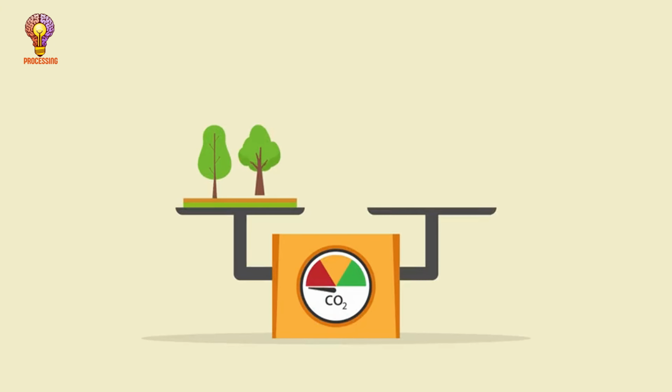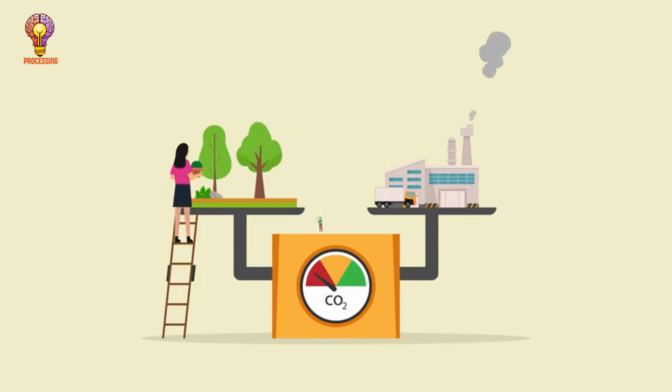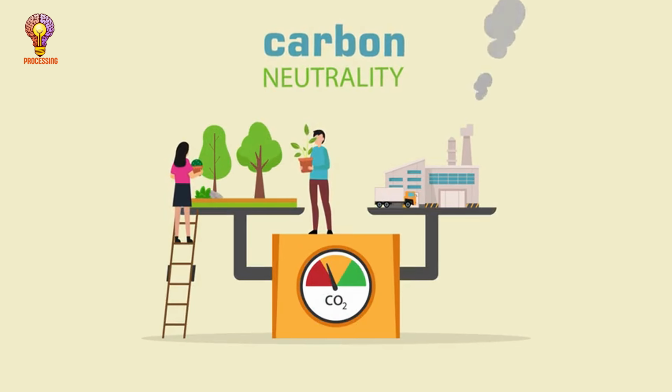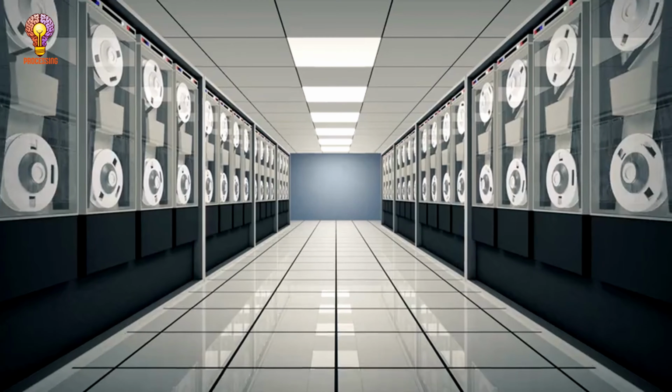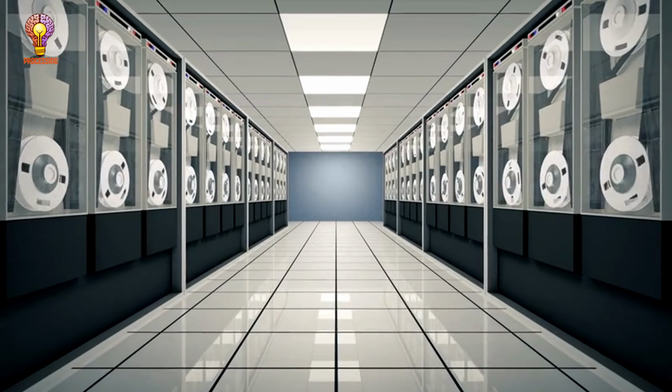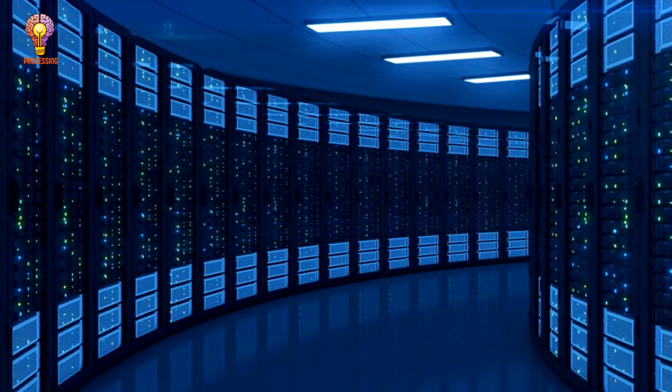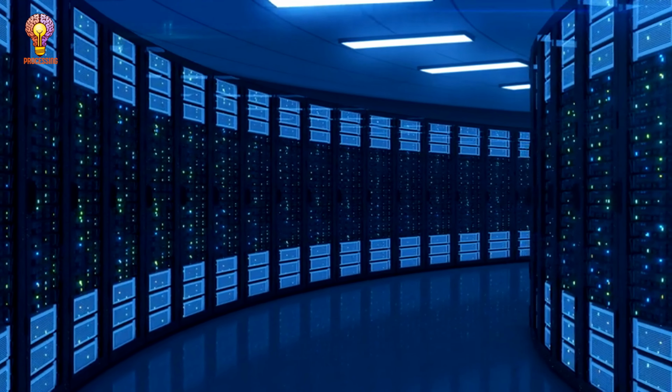Carbon neutrality. Carbon offset initiatives. Many tech companies are committing to becoming carbon neutral by offsetting their emissions through renewable energy projects and other sustainability initiatives. Green data centers. The shift to renewable energy sources such as solar and wind for powering data centers is helping to reduce the overall environmental footprint of cloud computing.